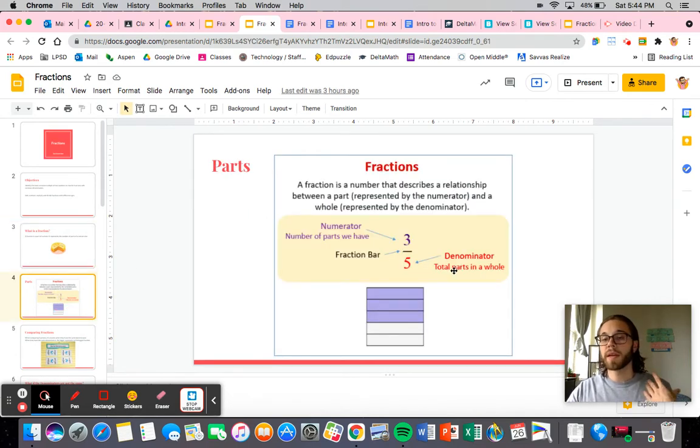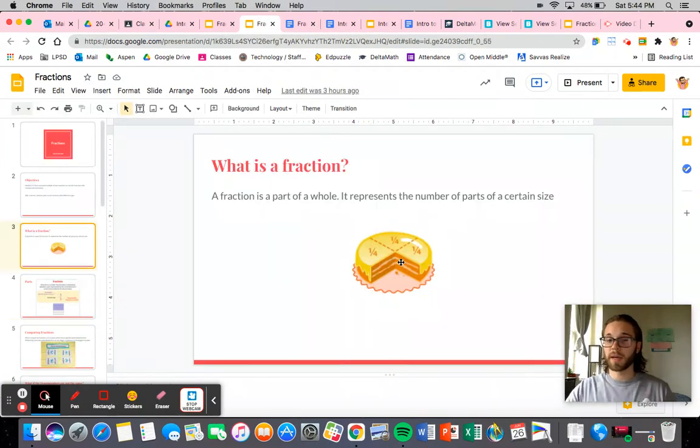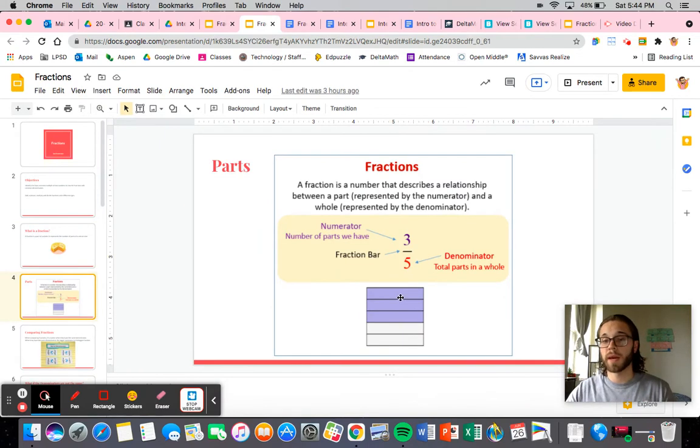And then the denominator, that's the total number of parts. In this example here, we cut this into 4 parts, so that's why 4 is the denominator. In this case, we cut this bar into 5 parts, so that's why the denominator is 5. Now the fraction bar is the line in between. You don't necessarily need to remember that, it's just the name of it.